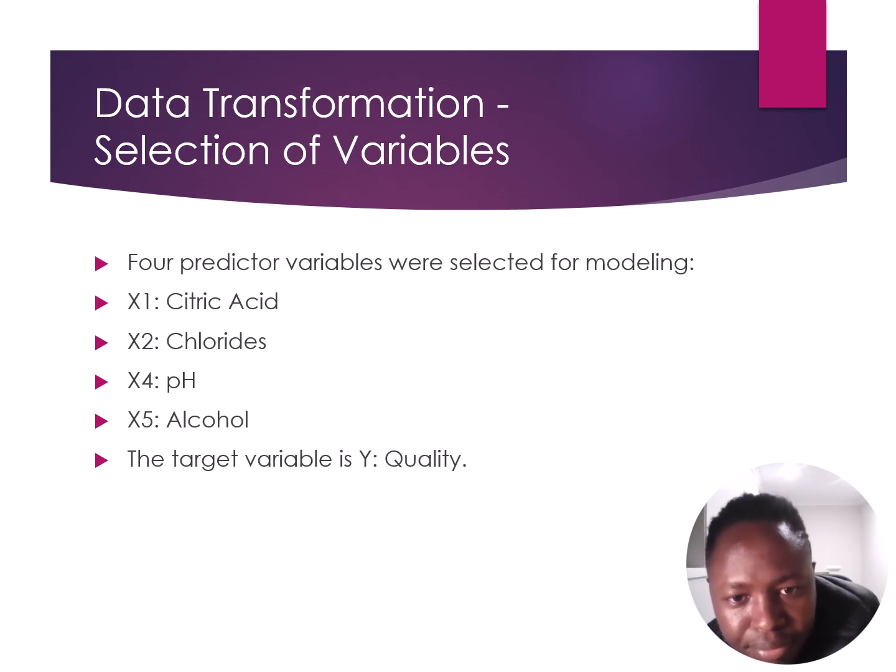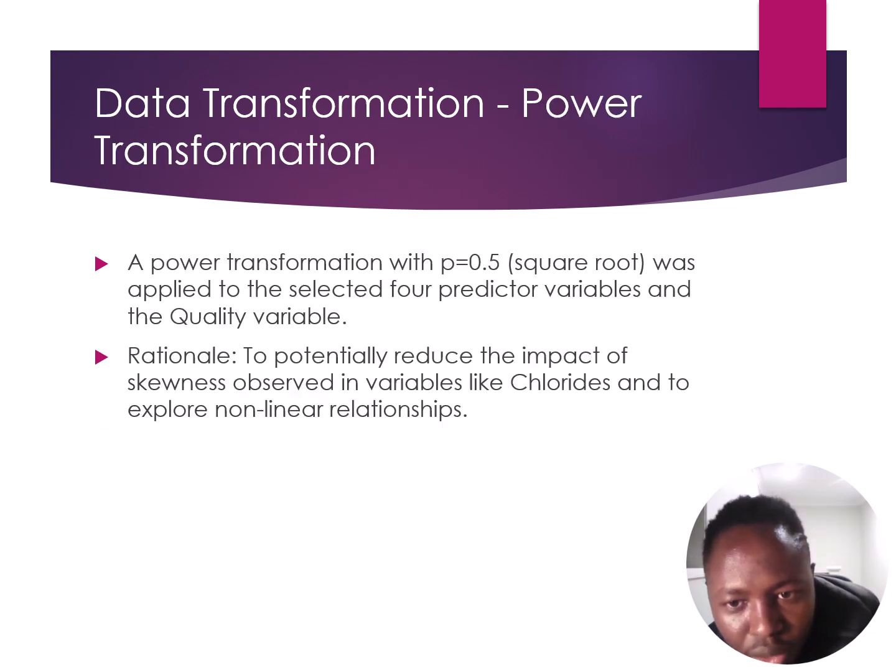So data transformation, selection of variables. Four predictor variables were selected for modeling, which are X1, citric acid, X2, chlorides, X4, pH, and X5, alcohol. The target variable is Y, which is the quality.